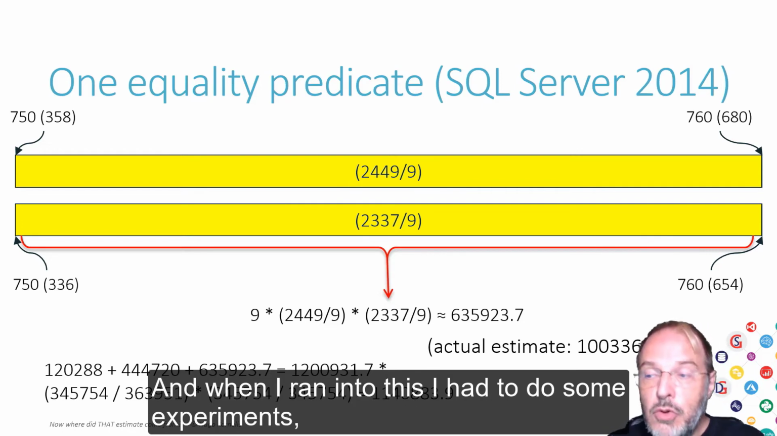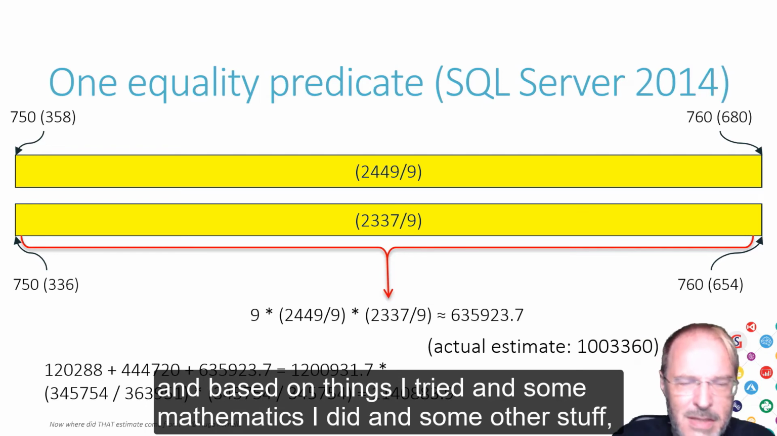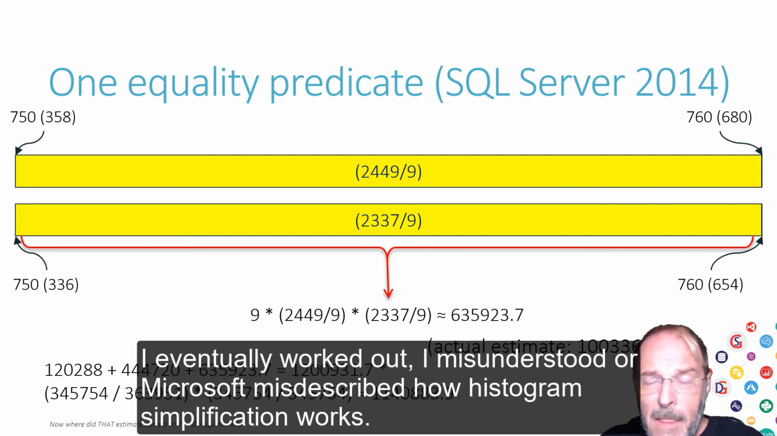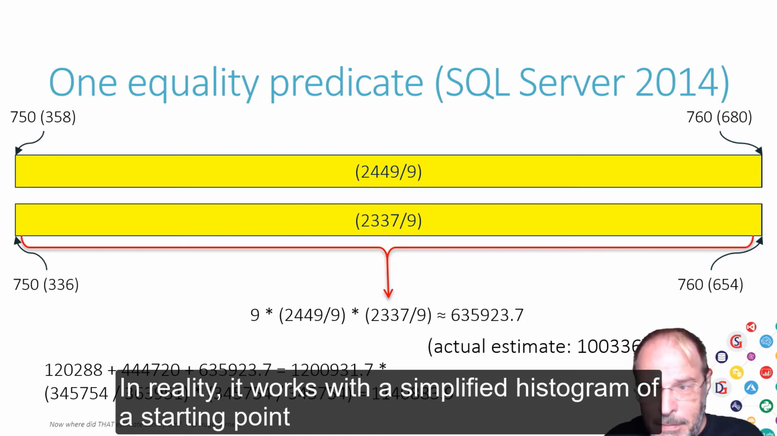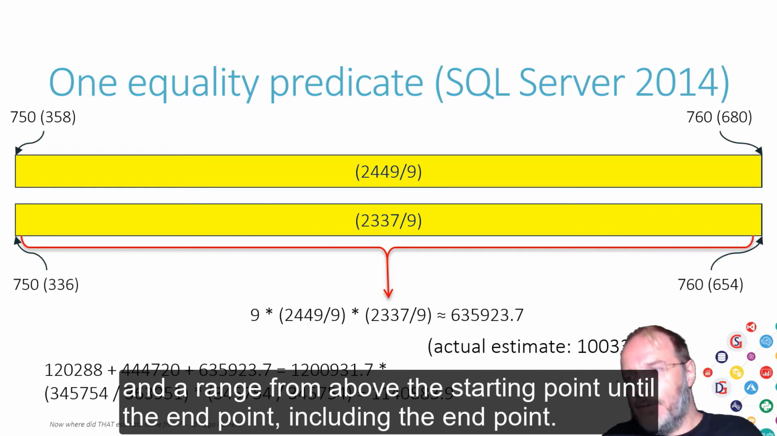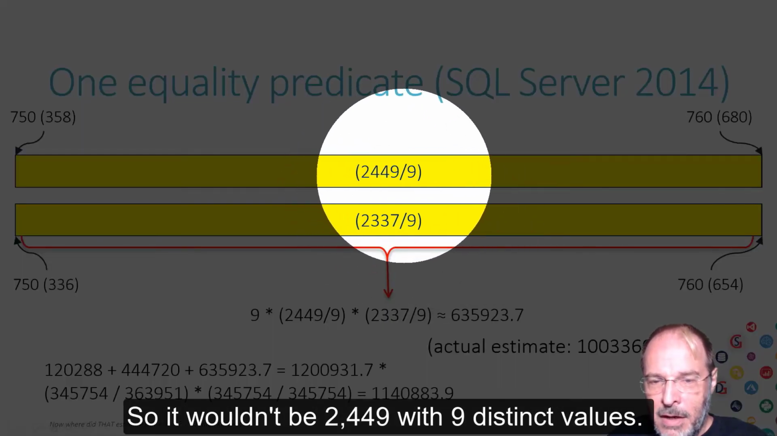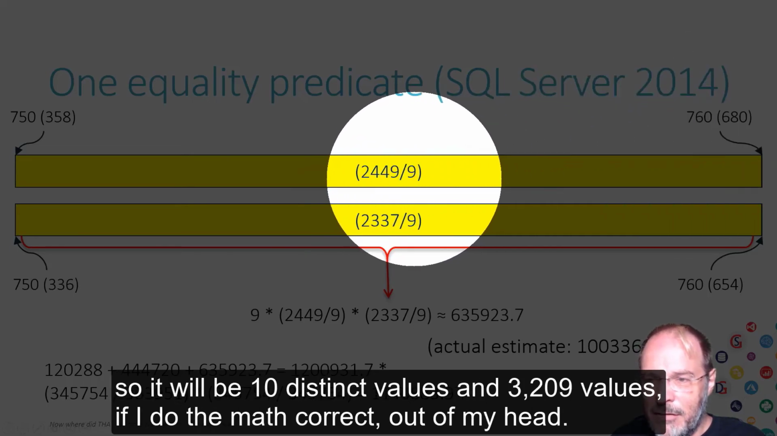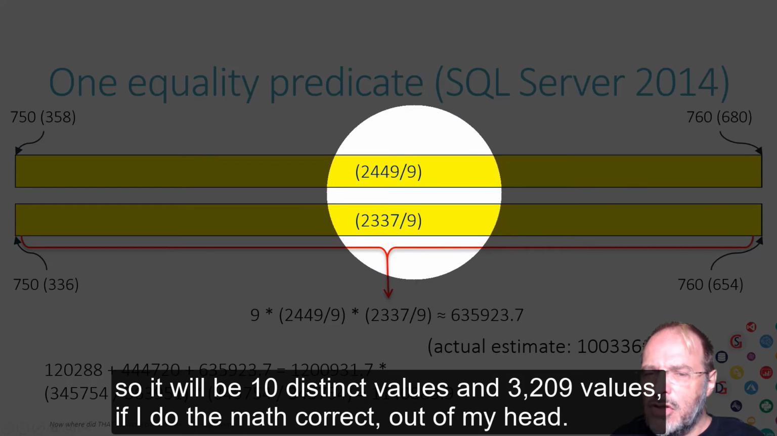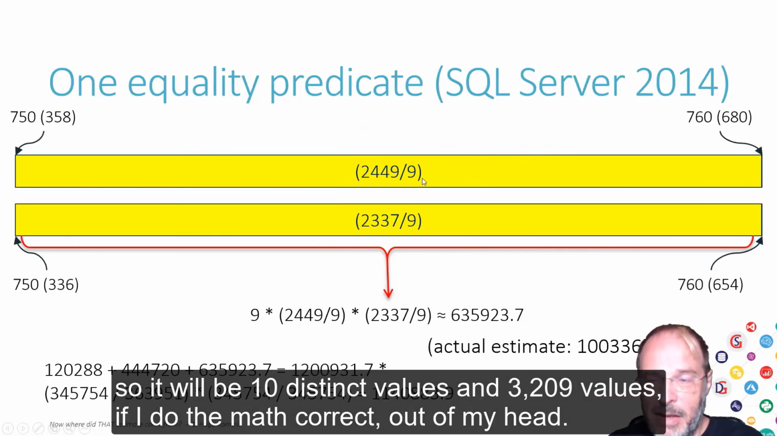And when I ran into this, I had to do some experiments, and based on things I tried and some mathematics I did and some other stuff, I eventually worked out I misunderstood, or Microsoft misdescribed, how histogram simplification works. So in reality, it doesn't create a simplified histogram of a starting point, an ending point, and a range in between. In reality, it works with a simplified histogram of a starting point and a range from above the starting point until the end point, including the end point. So it wouldn't be 2044-9 with 9 distinct values. No, these 760 rows will be added there, and this single distinct value will be added there. So it will be 10 distinct values and 3,209 values, if I do the math correct out of my head.